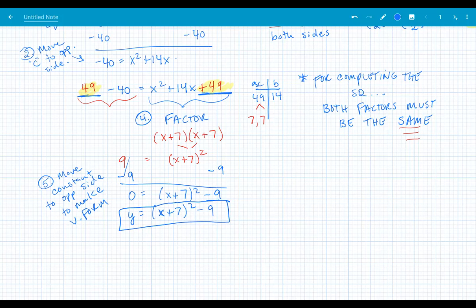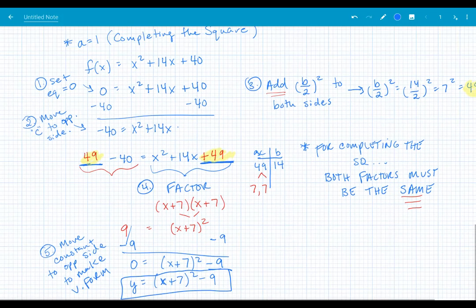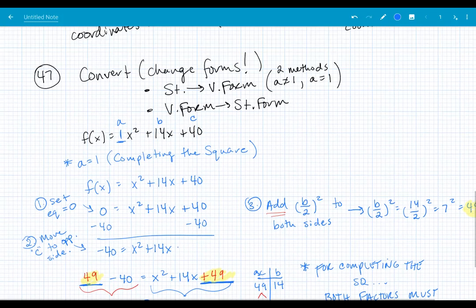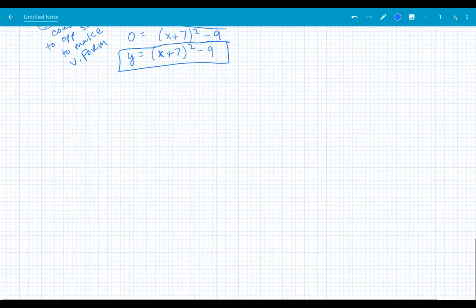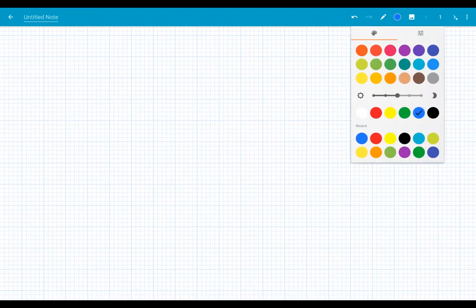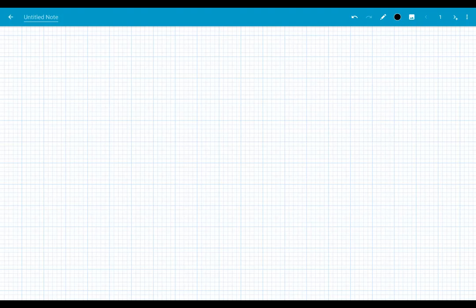So the one thing to remember here is that when you factor that quadratic that we create from the b over 2 squared value, the factors should always be identical. So that's going to really help narrow down your values. So moving on, that was number 47, I believe. Yes. So let's go on to 48.